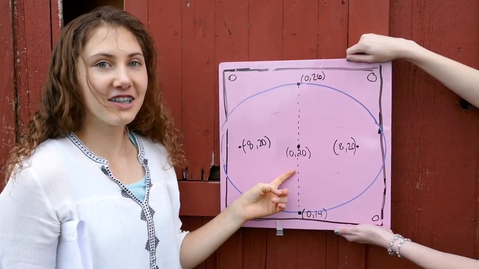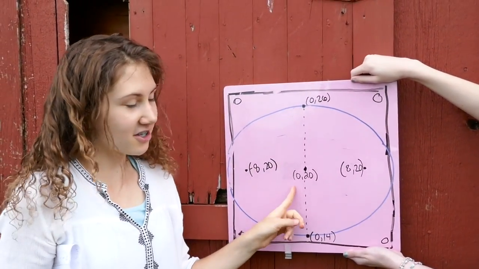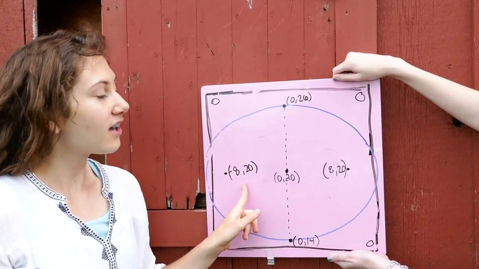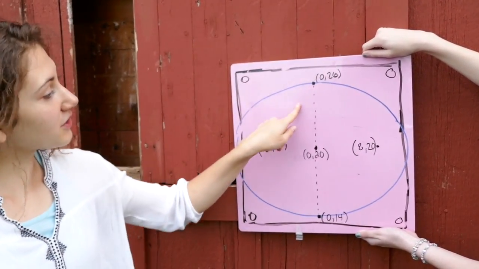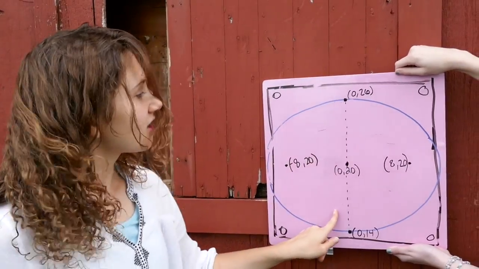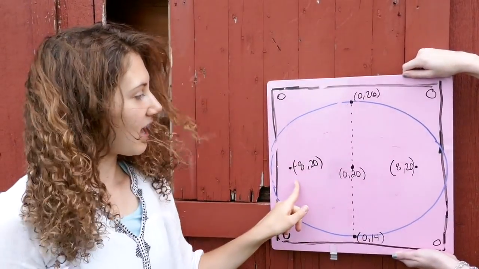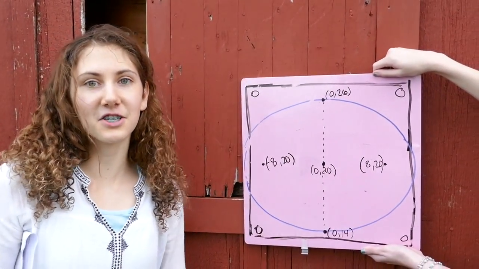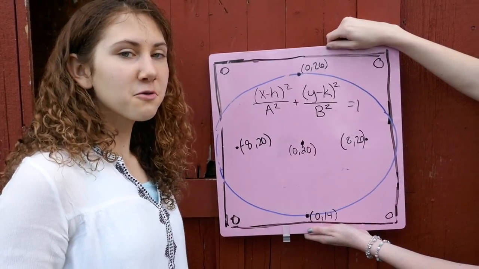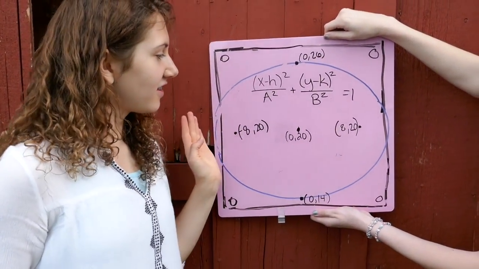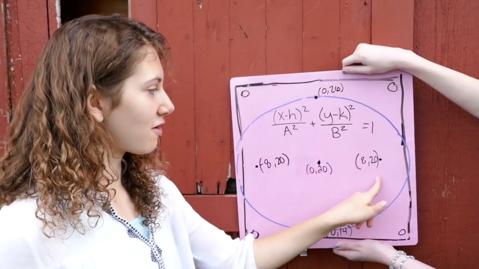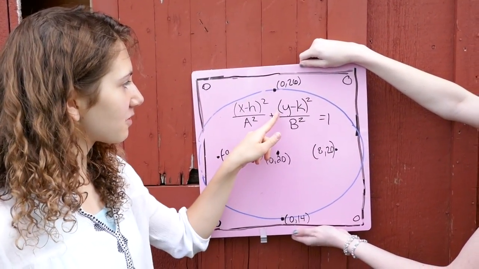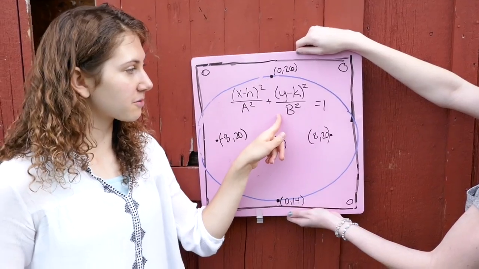The center of our ellipse is at 0,20 inches above the ground, and our foci are each 8 inches away from the center. Our ellipse is 12 inches high, so from that we can get the b value and the c value and the h and k value, and with this we can find the equation of the ellipse. The equation of an ellipse, in this case, because it's horizontally oriented, is (x minus h) squared over a squared plus (y minus k) squared over b squared equals 1.